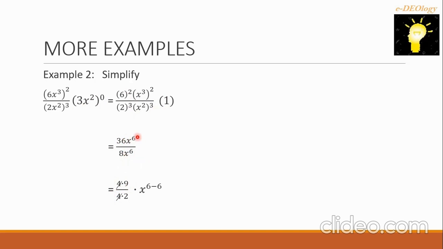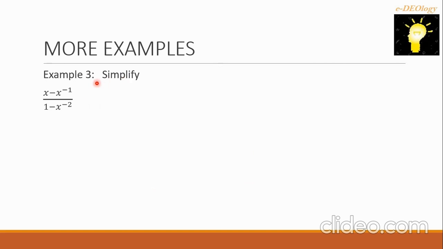For the x, we can combine this x raised to 6 and the x raised to 6. We can write x raised to 6 minus 6. And then, for the numerical coefficient, it's now 9 over 2, and then the x with power 0. But we know that any variable with exponent 0 is equal to 1. We just copy the numerical coefficient, 9 over 2 times 1. So the final answer is 9 over 2.